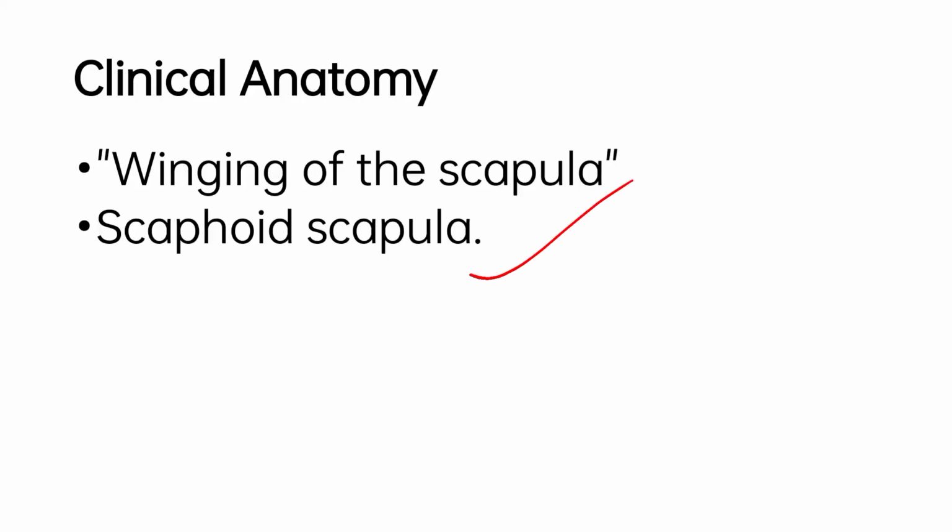Then what is scaphoid scapula? Scaphoid scapula is a developmental anomaly in which the medial border is concave.